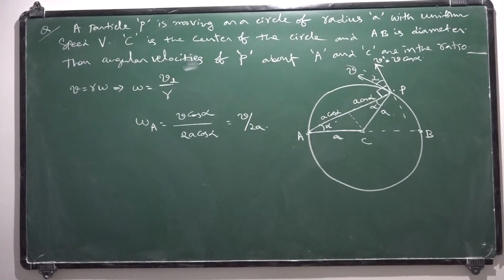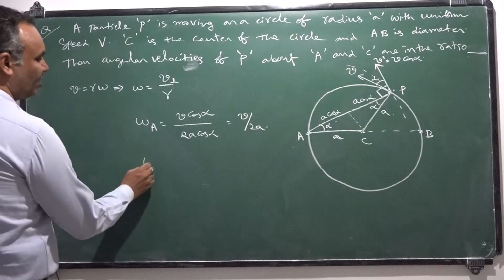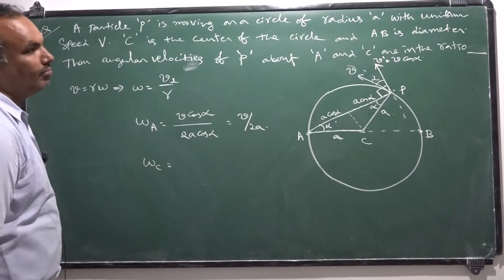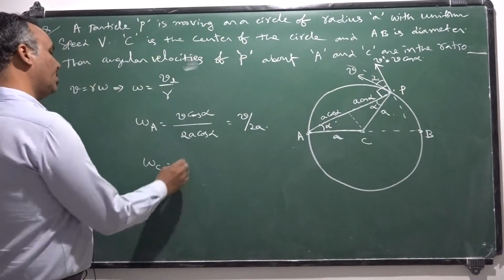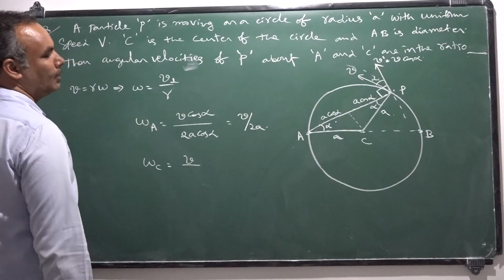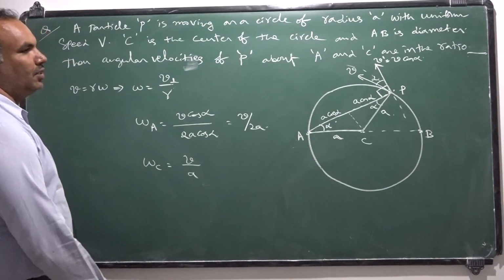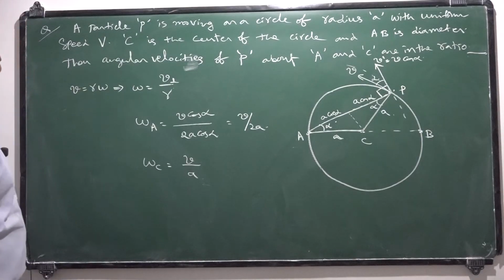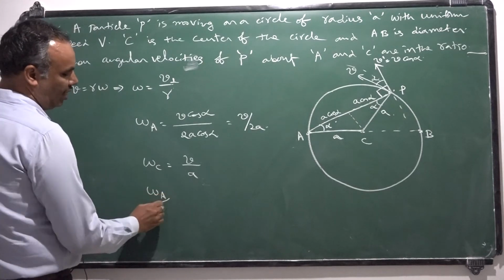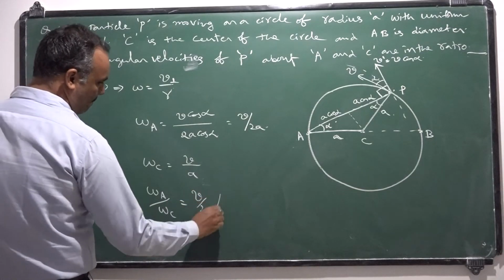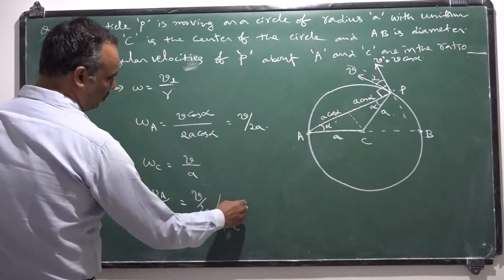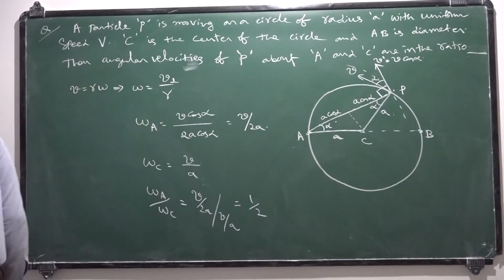And with respect to C, if you want the angular velocity, this is the radius and this is the tangent. So the velocity in the tangential direction is V. The radius is A. Simply V by A is the angular velocity of the particle with respect to C. We need the ratio omega A to omega C. So V by 2A divided by V by A, so 1 by 2 will be left over. 1:2 is the answer for the given question.